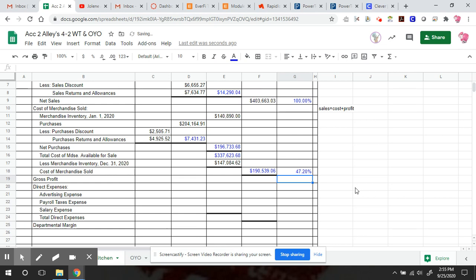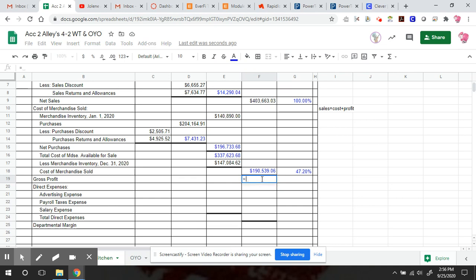Hit enter. So this is telling me that 47.2% of sales is going to the vendors I bought it from. That's what that means. Okay. So here, the next line is gross profit. This is the profit before we've taken any expenses out. To figure that out, we have sales and we have the cost of goods sold. We want to know what's left over, so we have to subtract these.